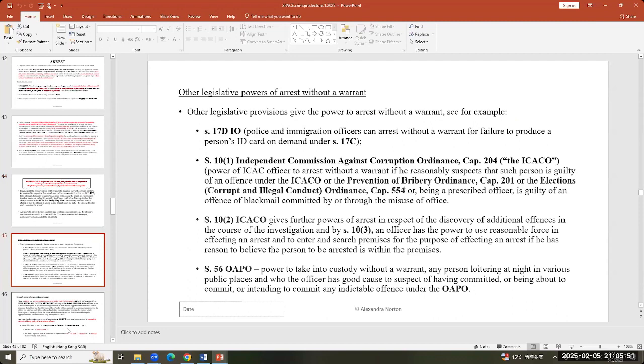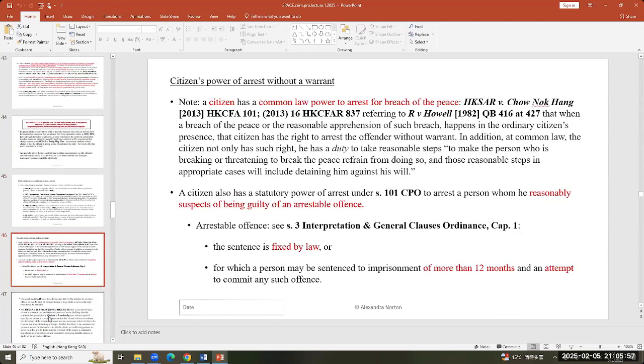So I think you can read this next slide yourself, just other powers that exist to arrest without a warrant as well. Let's move on to a citizen's power of arrest without a warrant.